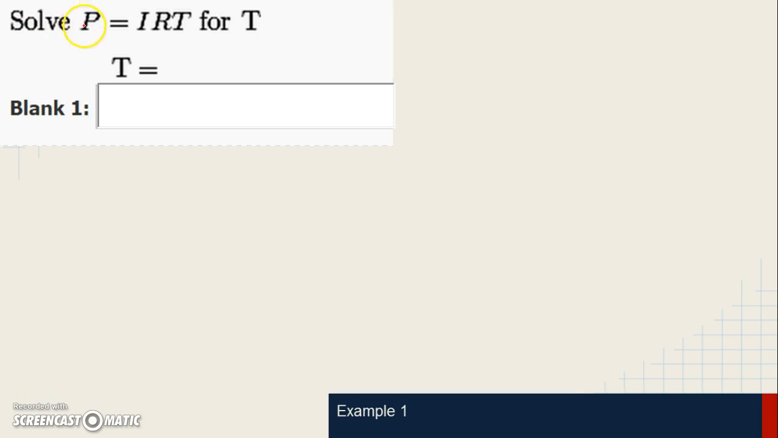So right up here, p equals IRT. I want this to say t equals something, and again, I'm going to solve it in terms of variables. I know that I want to isolate t, so I ask myself, what is happening to t? It's being multiplied by I and r. What's the inverse operation? The inverse operation of multiplying by I and r is dividing by I and r. So now I have p divided by IR equals t.